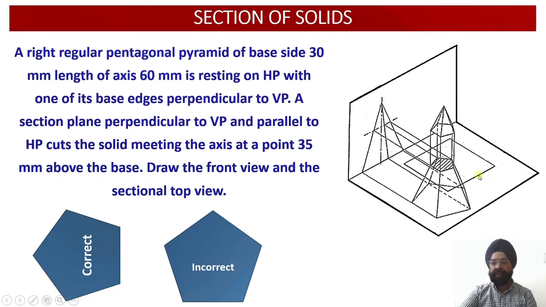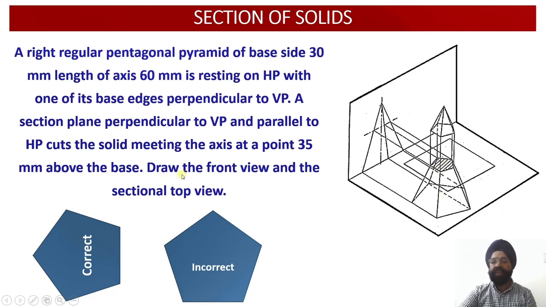That is, this section plane is located 35 millimeter from the horizontal plane, because this solid is resting onto the horizontal plane. So from the HP, that is from the base of this particular pyramid, you move 35 millimeter upwards along the axis. Now your cutting plane will be passing through the axis at a point 35 mm above its base, that is 35 mm above the horizontal plane.